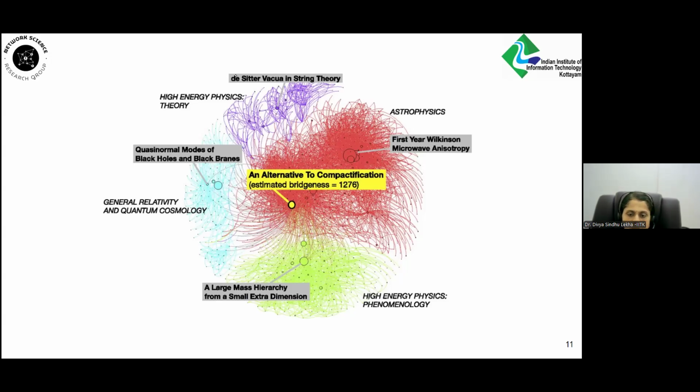And also you can see here that some circles are very large, which means that they are prominent papers, which have a larger number of citations. So the examples of such papers are also shown here.